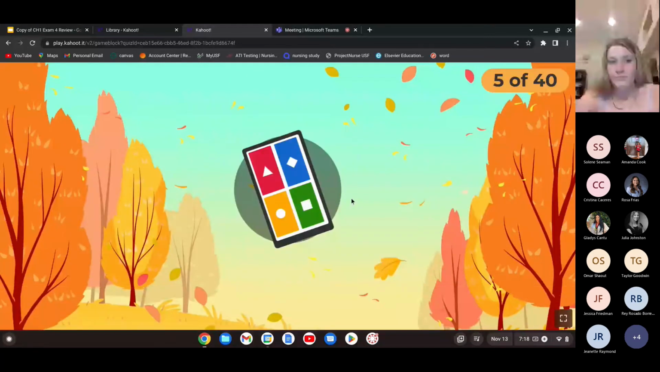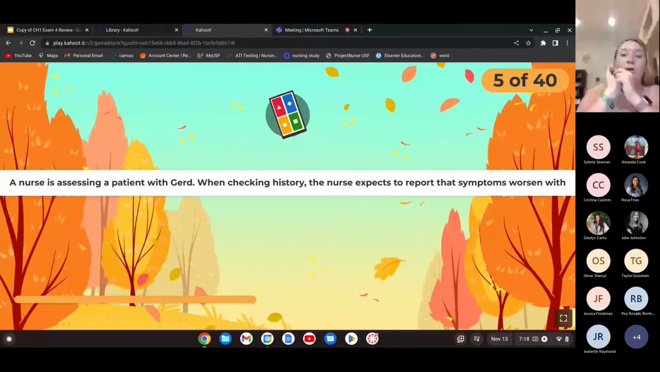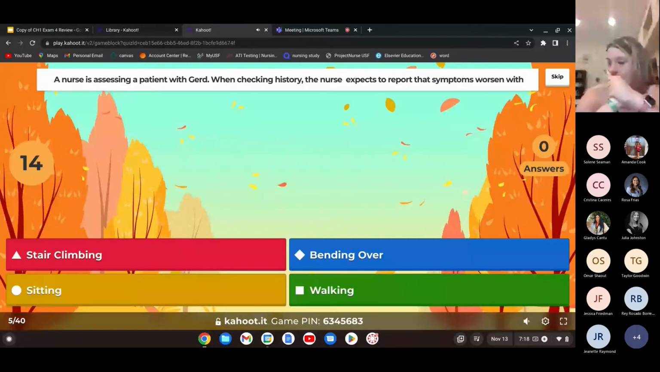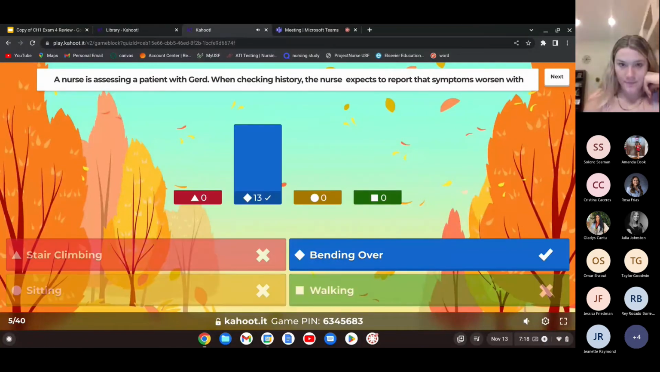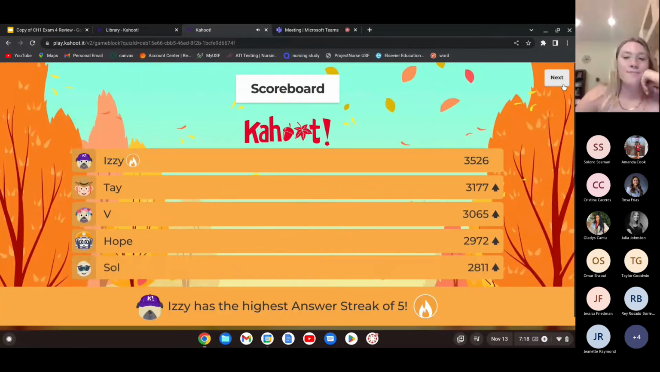A nurse is assessing a patient with GERD. When checking history, the nurse expects to report that symptoms worsen with. Awesome job, guys. Very good. Bending over.